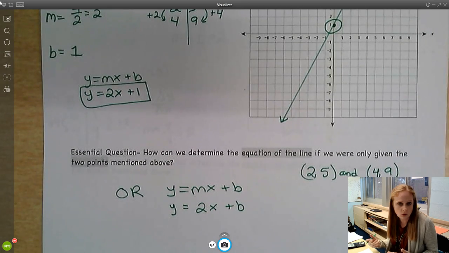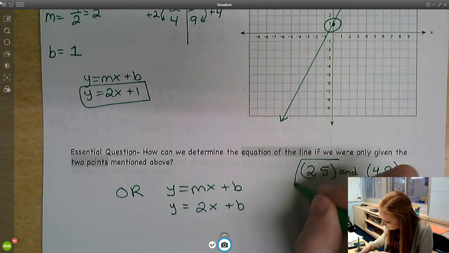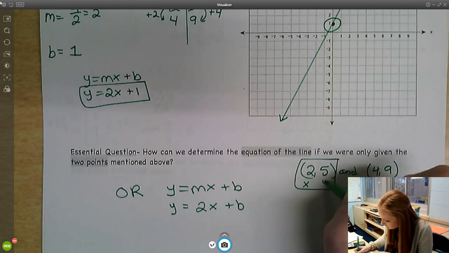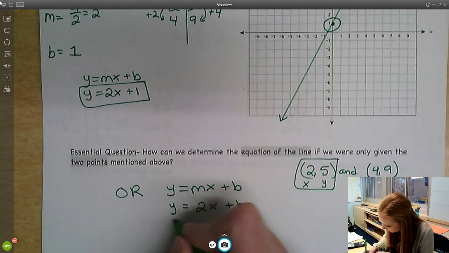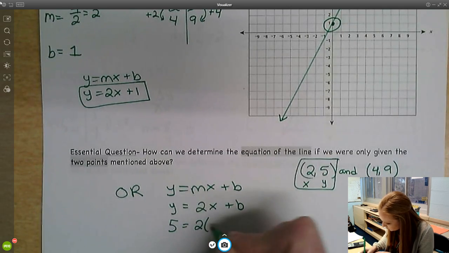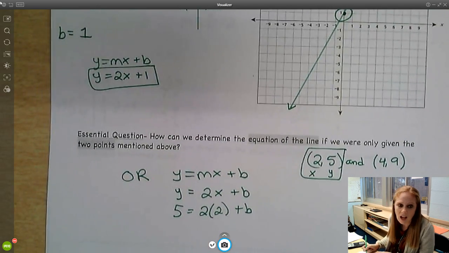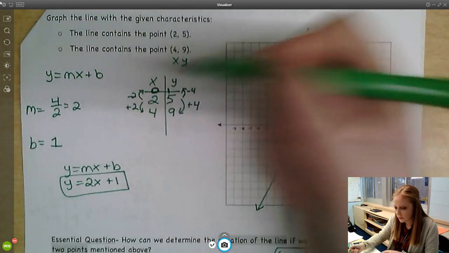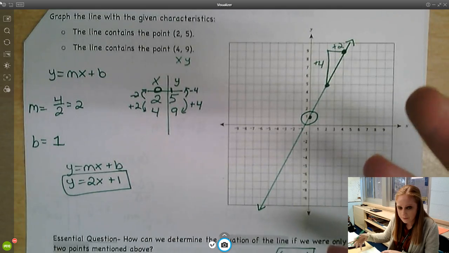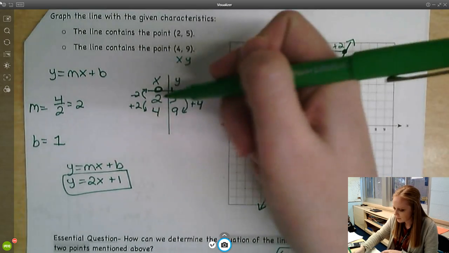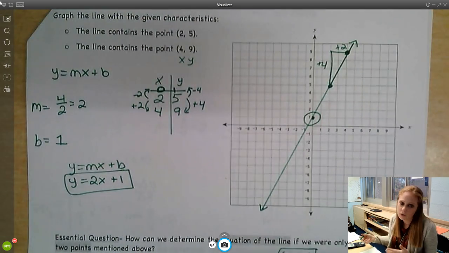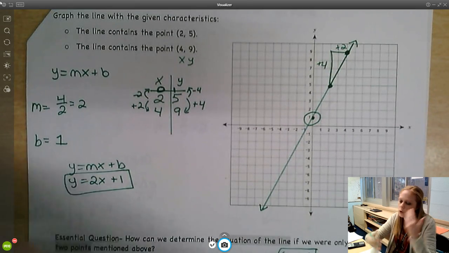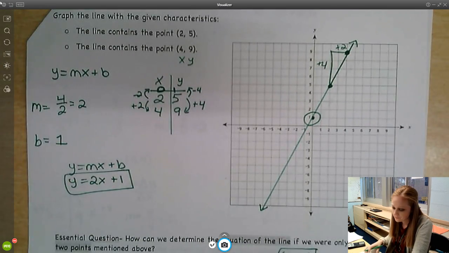X and y can be multiple different numbers. It's any point that is on the line. So I'm going to use this one because it's smaller numbers. So let's plug in our 5 for y, our 2 for x, and now we can solve for b. So this is just another way to find b if you weren't happy with using the pattern in reverse in the table. And it's important to know because sometimes these numbers might be in like their 20s or 30s or 40s in the table, and it might be too much work to go in reverse to get all the way to 0.